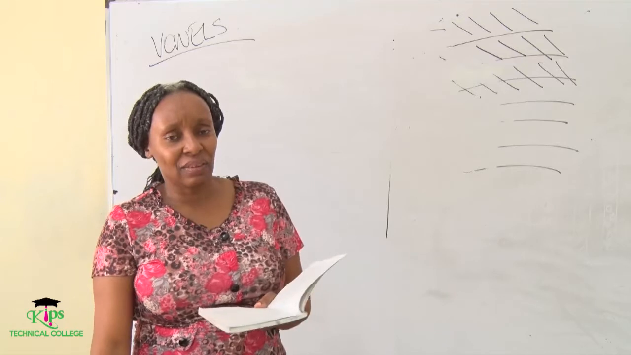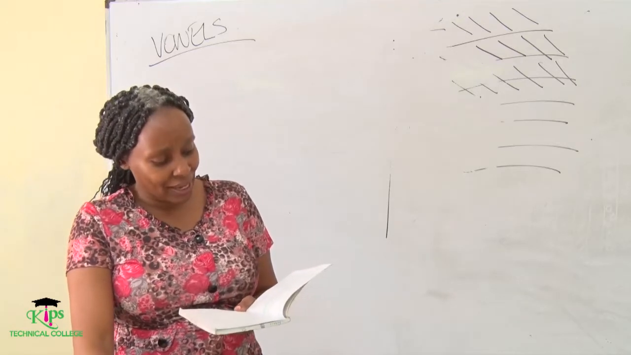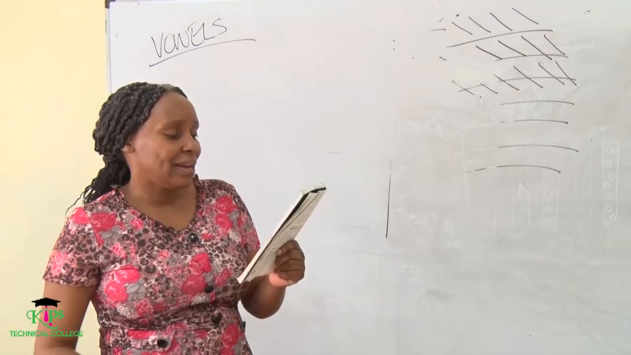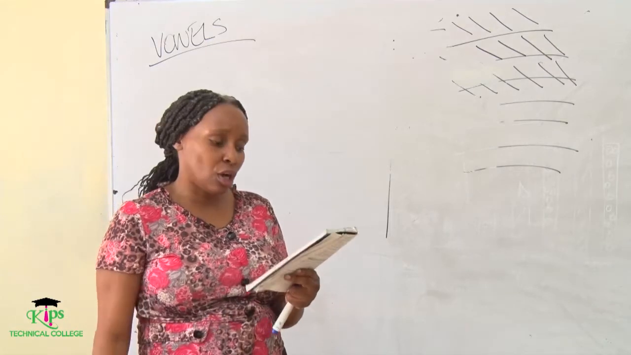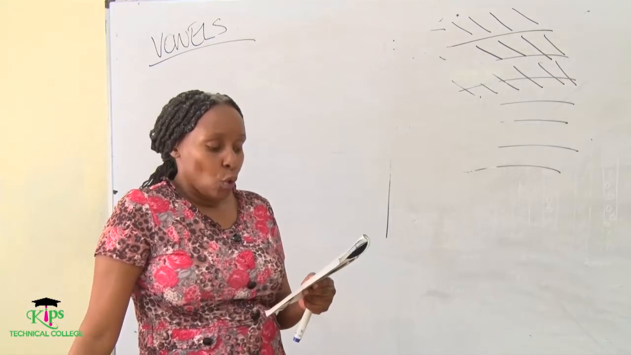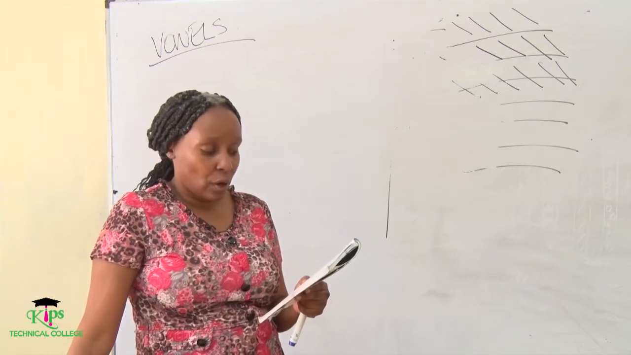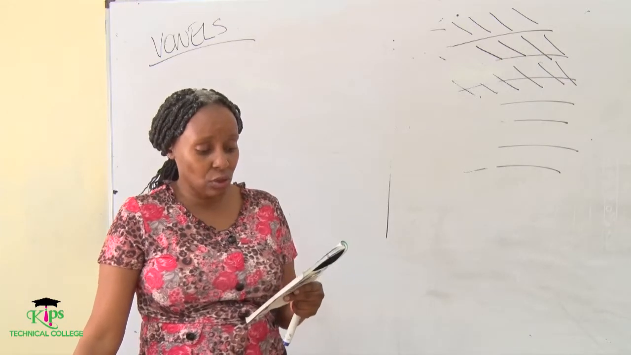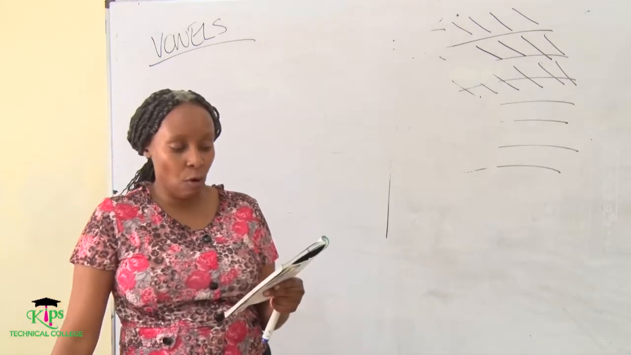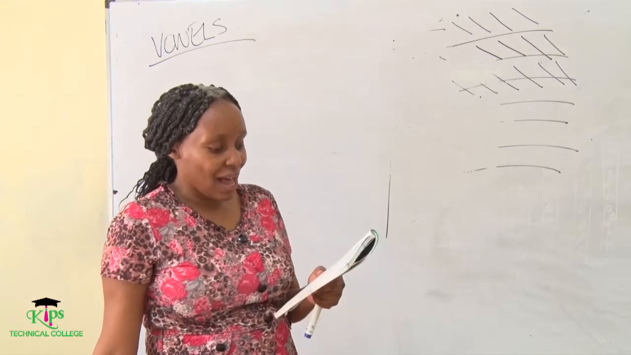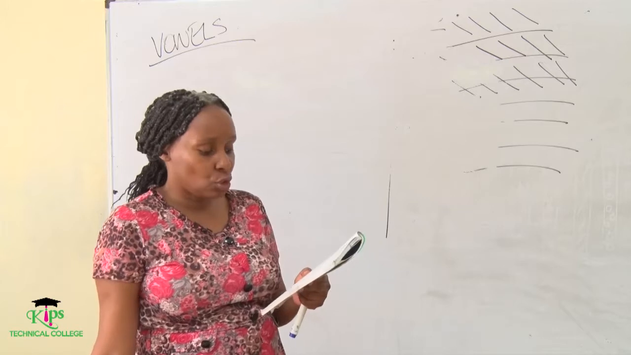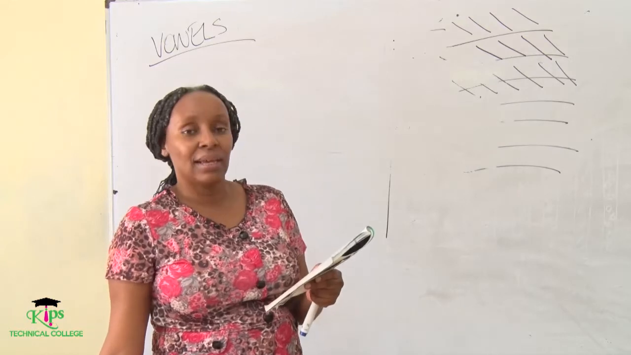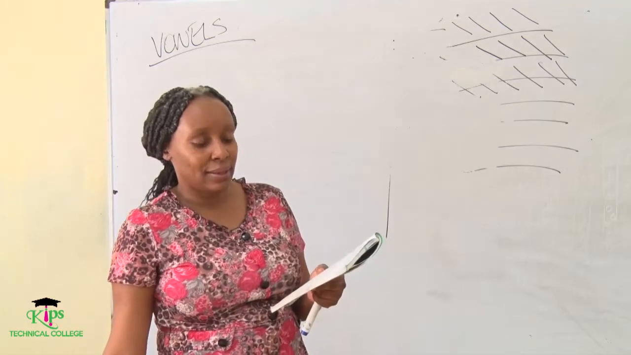Now that depends on the sound that we get to hear. So we say in shorthand, vowels are represented by dots and dashes, which are written close to the consonant strokes. When a vowel comes before a consonant, it is placed before, and when it comes after, it is placed after the stroke. So always write the consonant stroke first, and then you place the vowel sign.